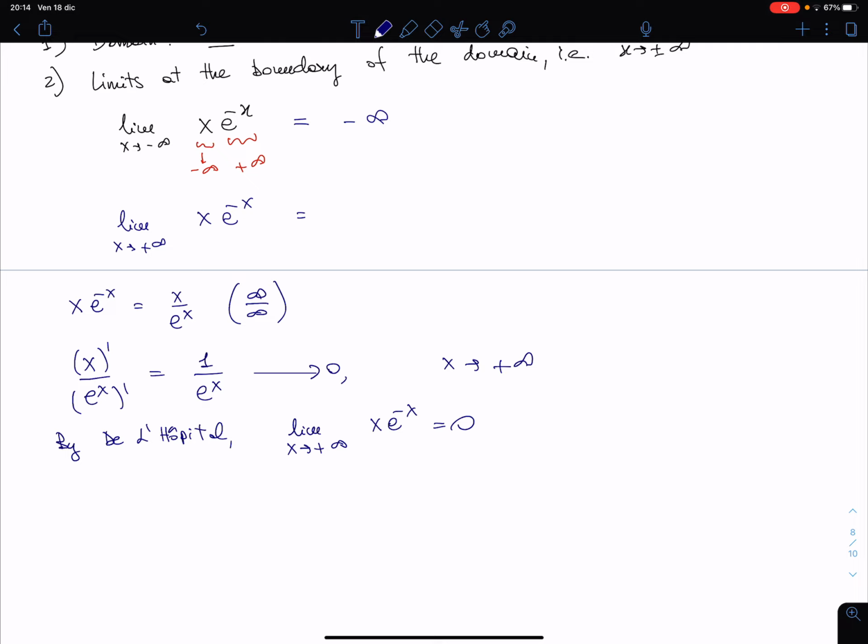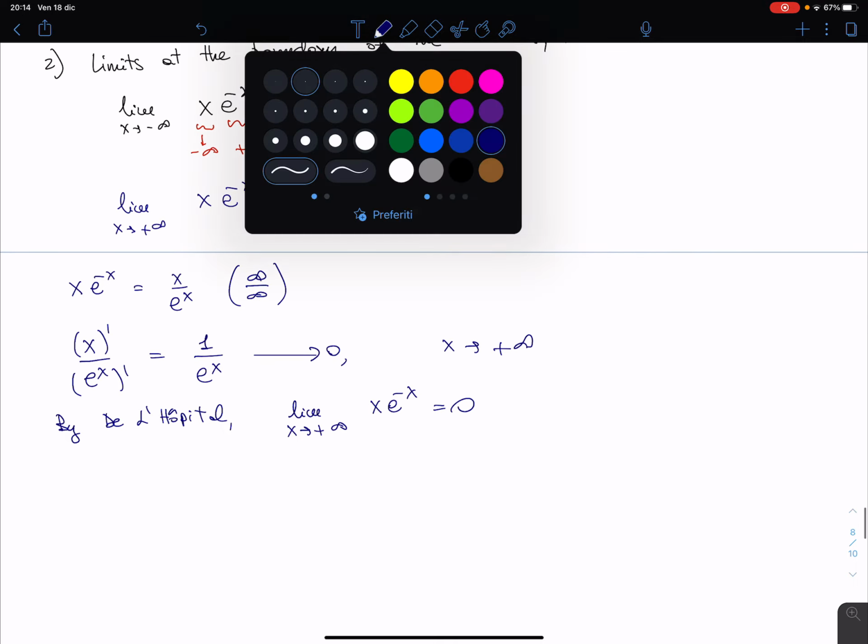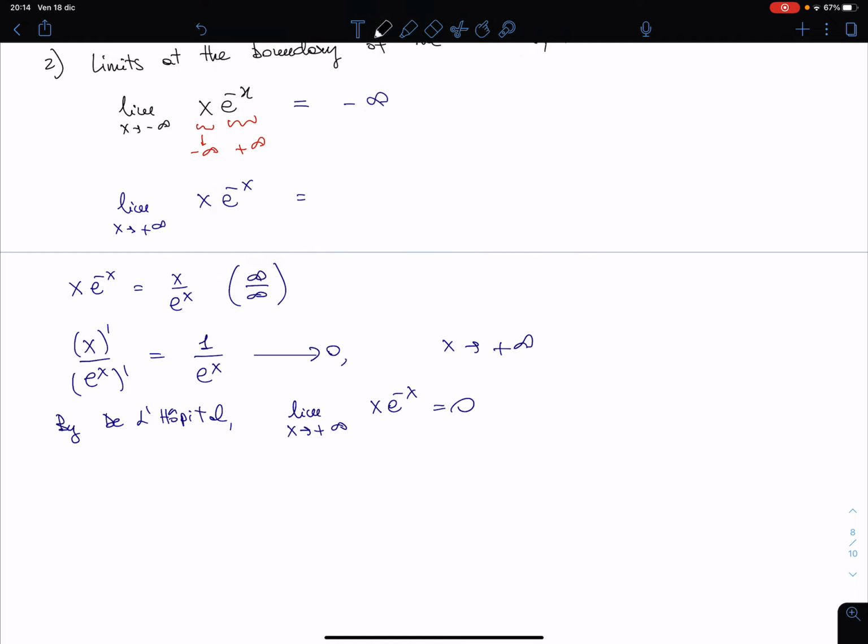Okay, so this function goes to minus infinity as x goes to minus infinity, and to 0 as x goes to plus infinity. A second point, or a third point if you want, is the sign.